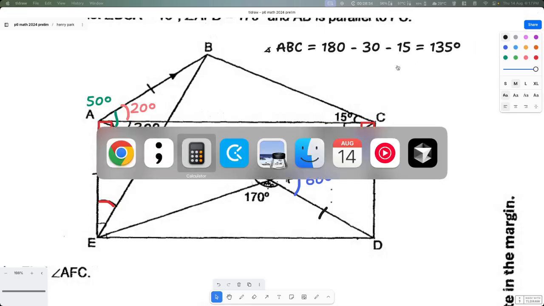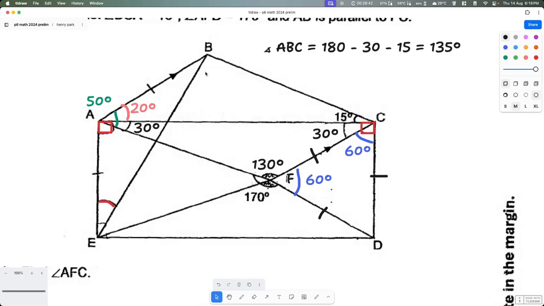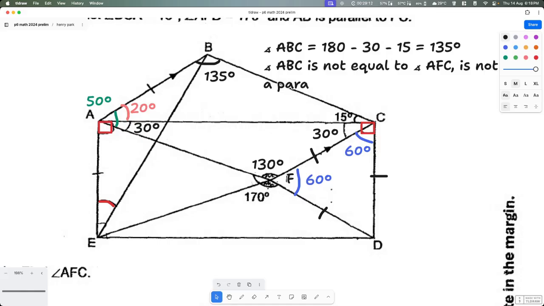Right? So let's double check. 180 minus 30 minus 15 will give us 135. Okay, so since angle ABC is not equal to, actually both not equal also, but yeah, ABC is not equal to AFC. That means it's not a parallelogram.